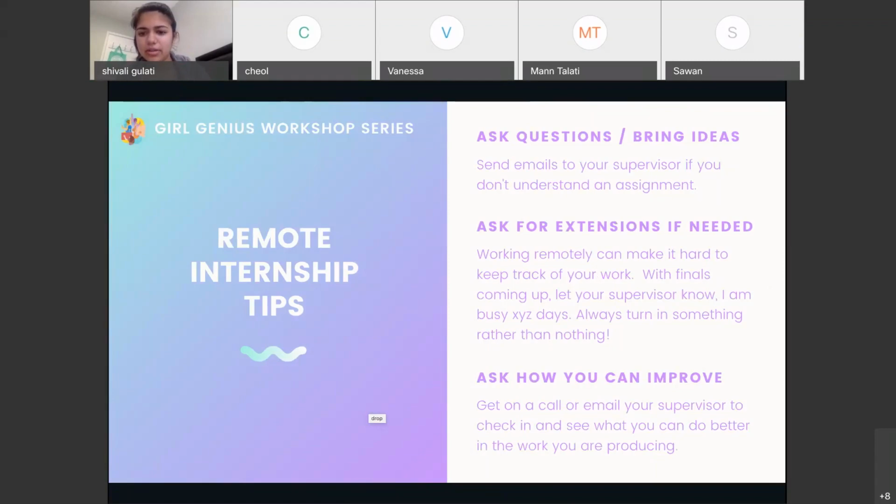And also ask for how you can improve. Get on a coffee chat or email your professor, if that's something that you're more comfortable with, to see what you can do better in the work you're producing. I also strongly recommend finishing stuff early and making sure you're really happy with it.